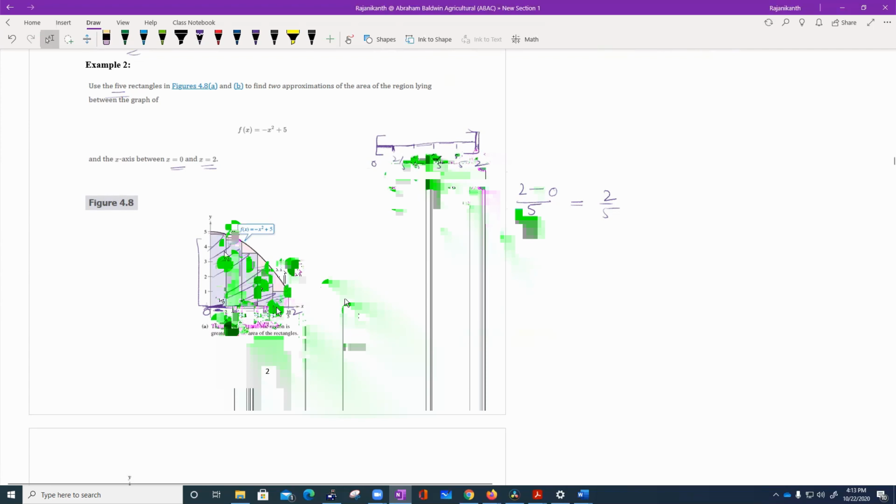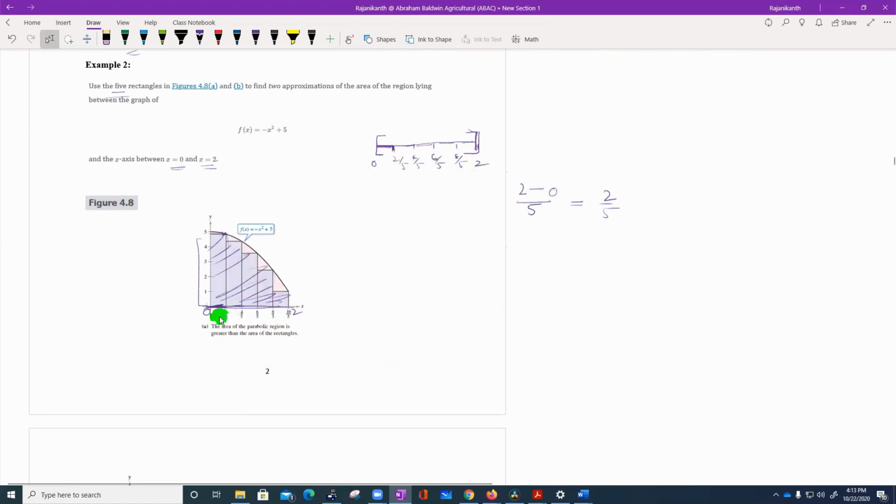Then how do you find the height of the rectangle? The height of the rectangle is nothing but the function value, right? There are two ways you could find the height of the rectangle. So if you want to find the underestimate here, look at the picture. What we have done here is taken the right endpoints of each interval, right? For this interval, I have picked the right point and drawn a vertical line all the way up to the curve. So this is going to be the height of the rectangle.